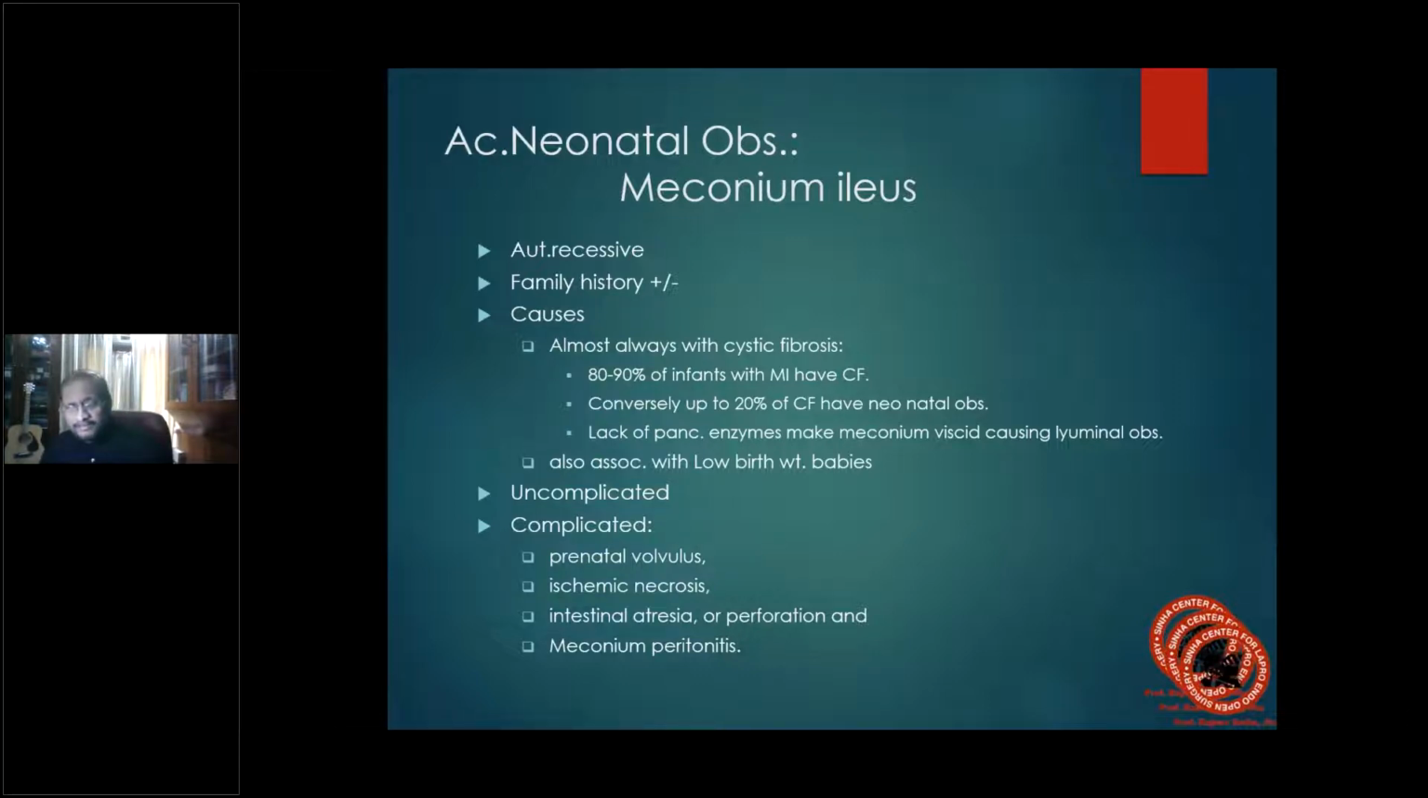And why does it happen? Because lack of pancreatic enzymes makes the meconium so viscid, causing luminal obstruction, right? Also seen with low birth weight babies. Usually, it can be a manifestation of uncomplicated meconium ileus. What does meconium ileus really mean? What are we talking about? We're talking about a thick meconium leading to blockage, luminal block of the terminal ileum, so that it presents as a luminal block.